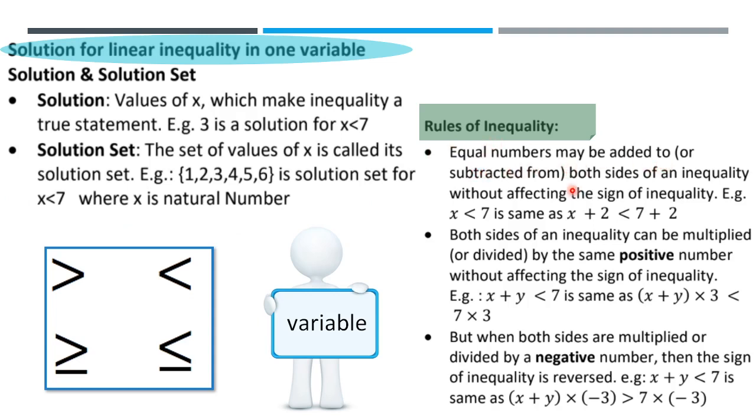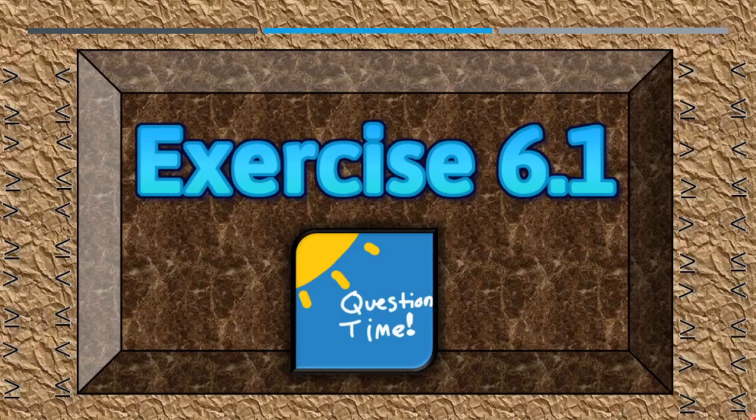Now let's understand a few rules. Equal numbers may be added to both sides of an inequality. We can add some equal number. We can multiply by some number to both sides. But if we multiply or divide by a negative number to both sides, then the sign of inequality gets changed.